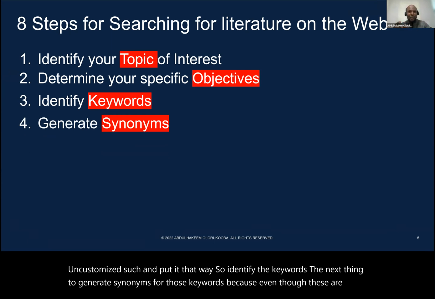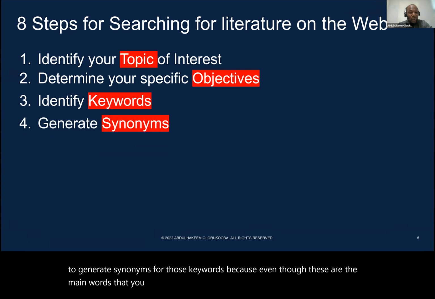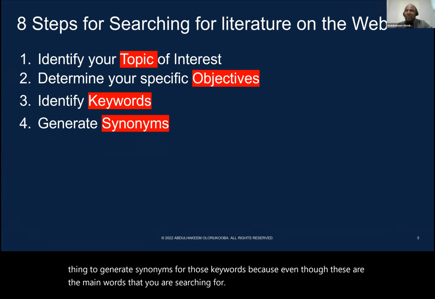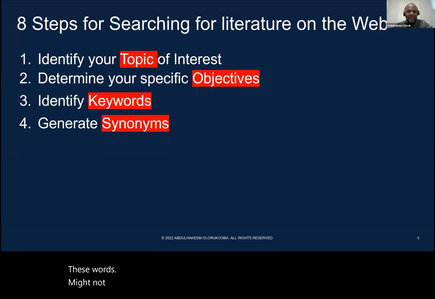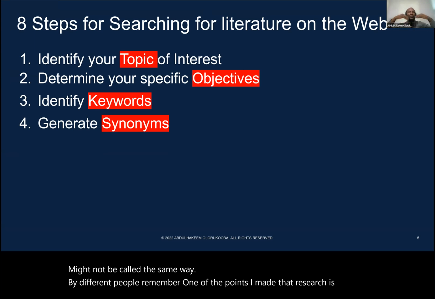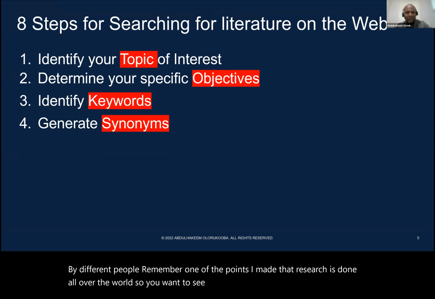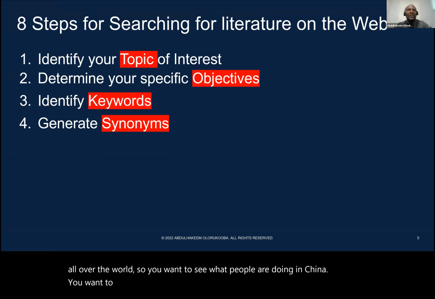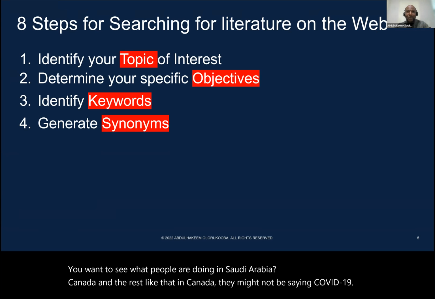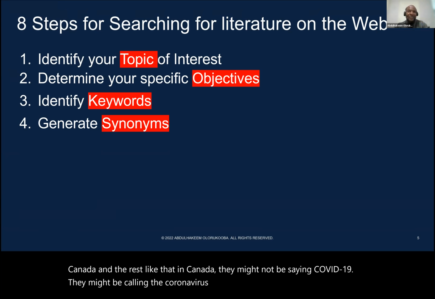Even though these are the main words that you are searching for, they might not be called the same way by different people. Remember one of the points I made, that research is done all over the world. You want to see what people are doing in China, Saudi Arabia, Canada, and the rest. In Canada, they might not be saying COVID-19. They might be calling it coronavirus disease. They might be calling it SARS-CoV-2. Some people even put N.